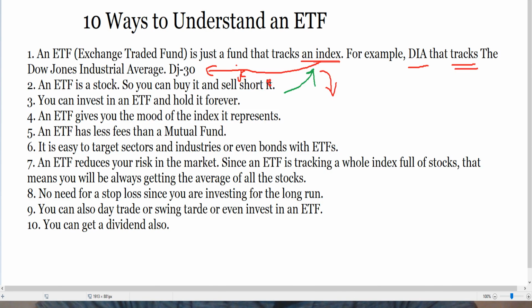What are these stocks doing in general? Because they will not tell you which stock is going up, which stock is going down. But if the majority are going down, you will see that the whole index is going down. So it's very simple. Now let's go to number five.